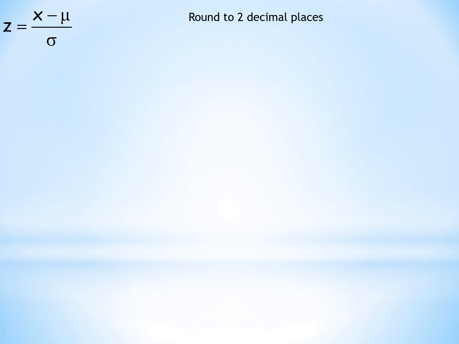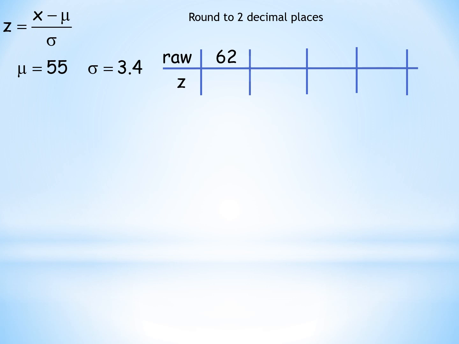So first, let's just practice looking up the z-scores. If I told you you had an average of 55 and a standard deviation of 3.4, and I said your x was 62, let's just practice finding the z-score. The first thing you're going to do is put all the information into this formula. So your x is 62. You're going to subtract the average, which is 55, and divide it by 3.4. So that'll tell you you are 2.06 standard deviations away from your mean.